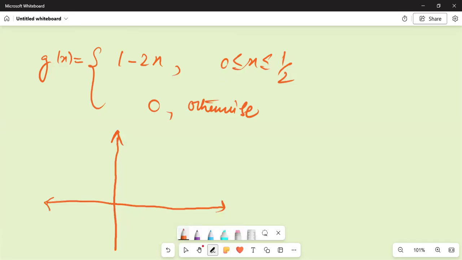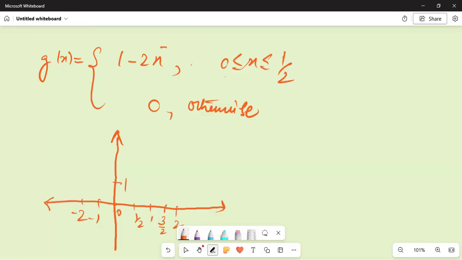So it is saying that between 0 and half, you are getting the function 1 minus 2x, and everywhere else it is 0. So if we plot it, this is half, this is 1, this is 3 by 2, this is 2, and this is the negative real axis. This is 1. Okay. So this is a linear function. It will be a straight line.